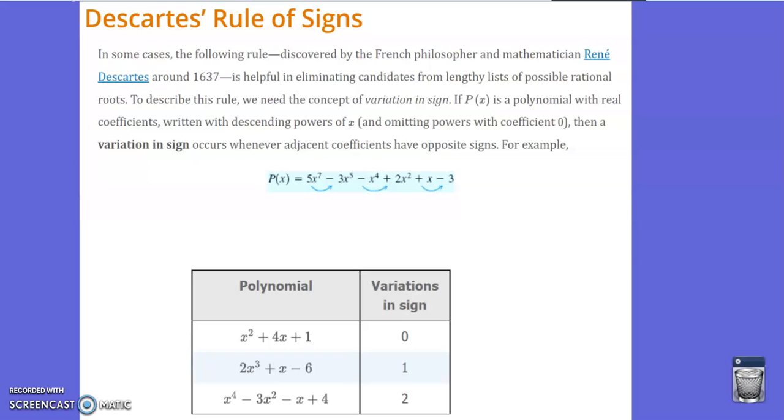All right, this is 3.4. We're talking about finding real zeros of polynomials. This is video number 2. So if you have not watched video number 1, go back and watch video number 1. This is continuing our notes.